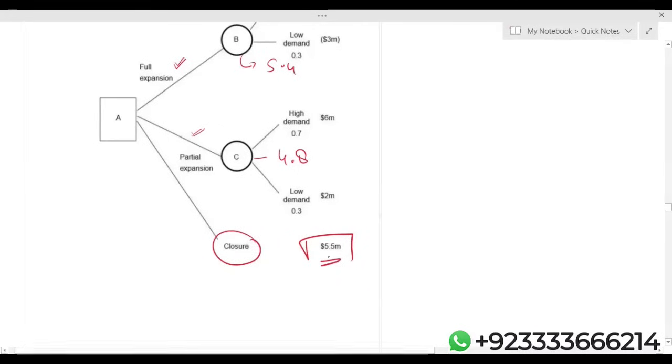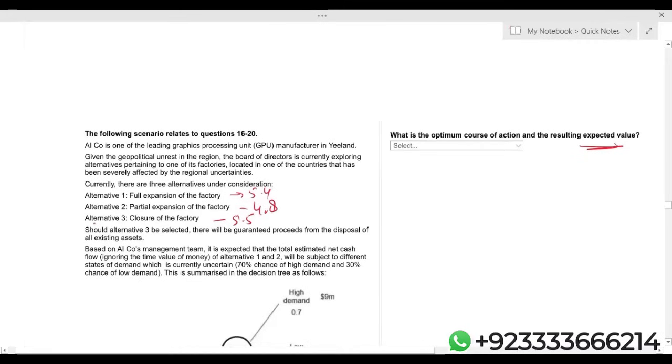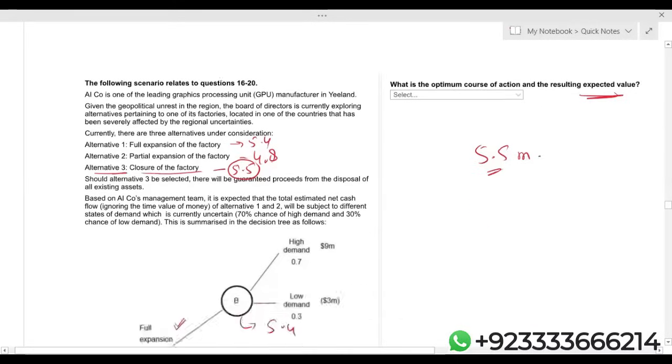So now please listen carefully. Here we are generating 5.4. Here we are generating 4.8. Here we are generating 5.5. It means I should go for closure. Why? This is the point where I'm getting the maximum value. What is the maximum course of action and resulting expected value? So the maximum is I'll go for alternative 3, closure of the factory, and I'll be generating 5.5. Repeat, we will go for closure of the factory, alternative 3, and we will be generating expected value of 5.5 because full expansion expected value is 5.4, partial 4.8. So the maximum benefit is in case of alternative 3.